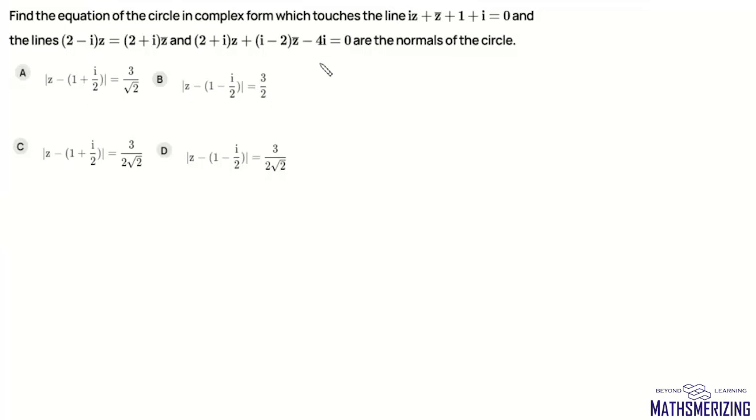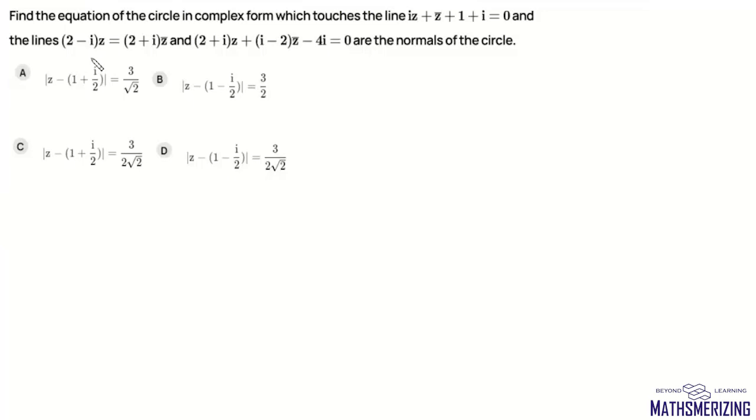Now here the question is, find the equation of circle in complex form which touches this given line iota z plus z bar plus 1 plus iota equals 0, and for which these two lines are normals of the circle. Now we know that normals intersect at center of the circle.